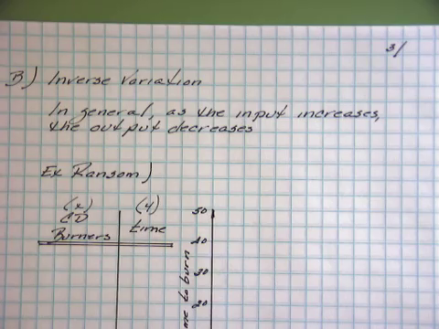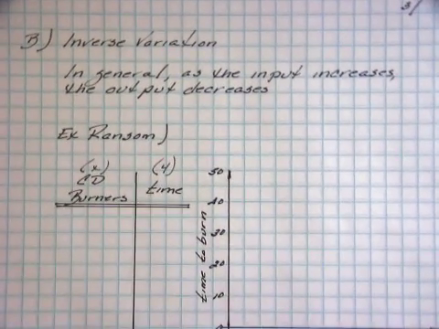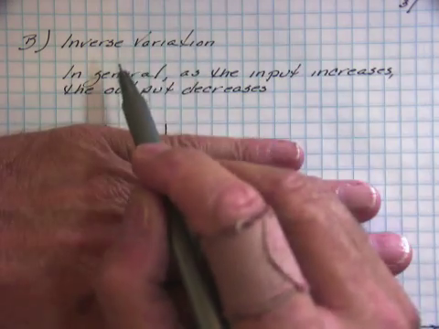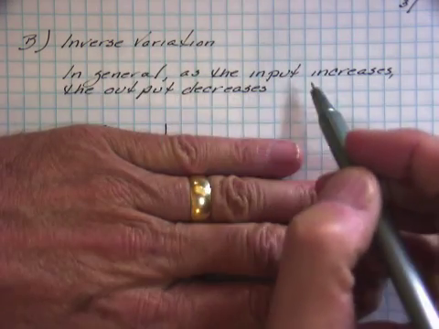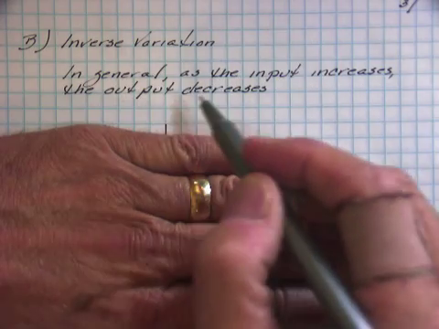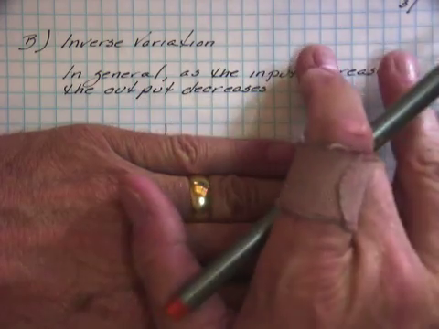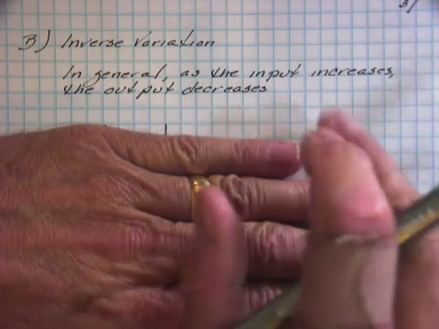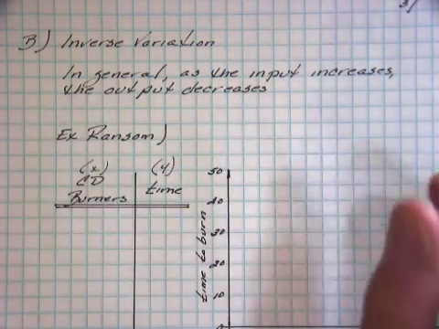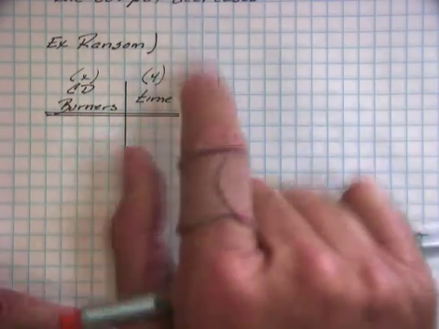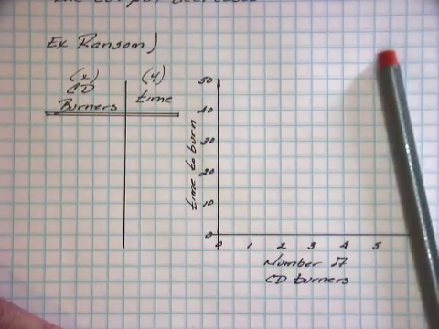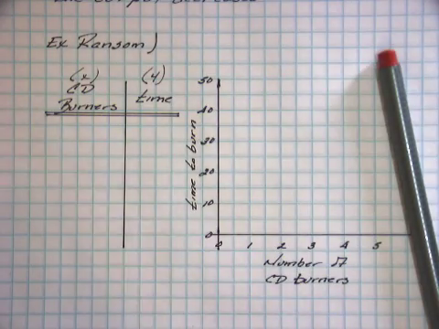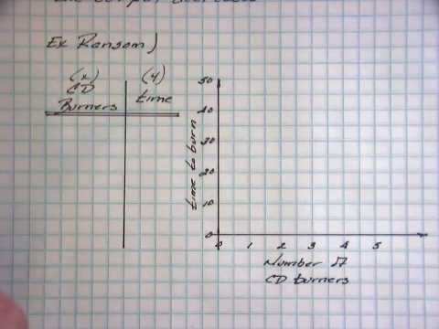So let's put this aside and let's talk about the other one. Let's talk about inverse variation, okay? Again, I've got a lot of stuff written here, so if you have to, go ahead and pause the video and get caught up. So in general, now this is inverse variation. As the input increases, the output decreases. So the higher your input, the lower your output. Okay? Higher your input, lower your output. And let's take a look at an example.